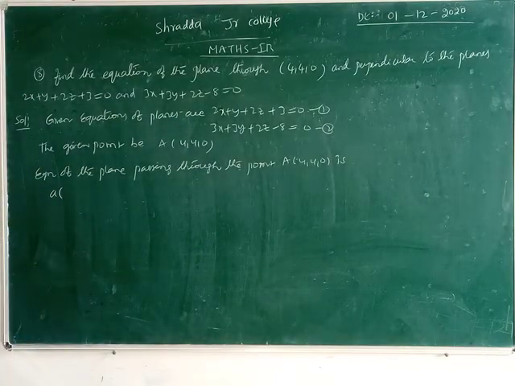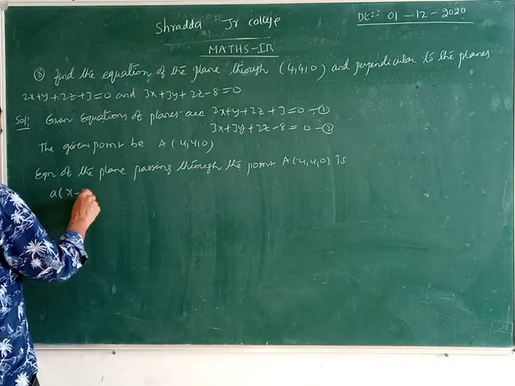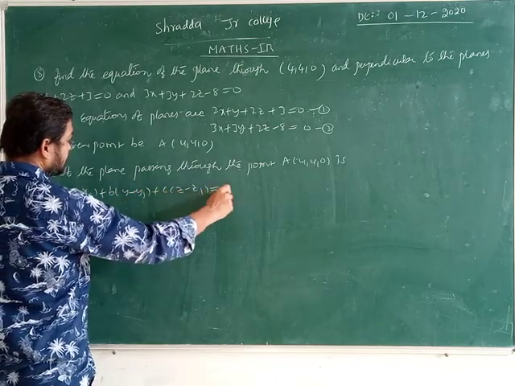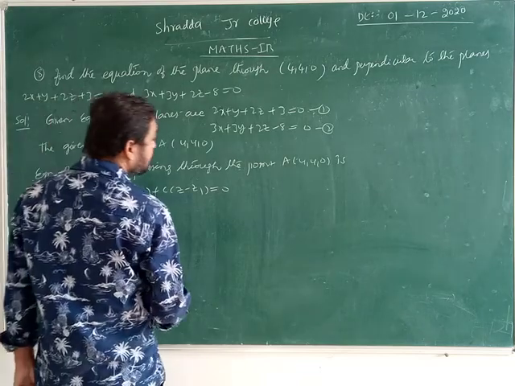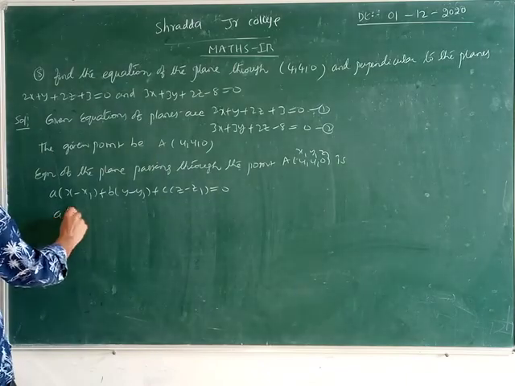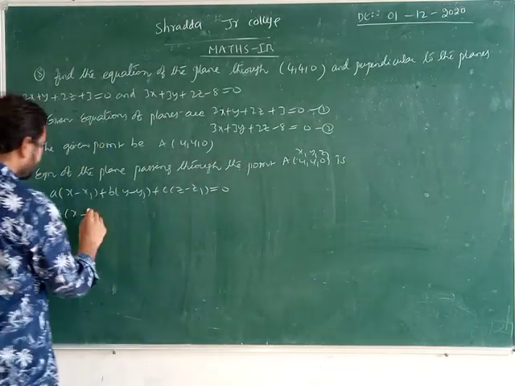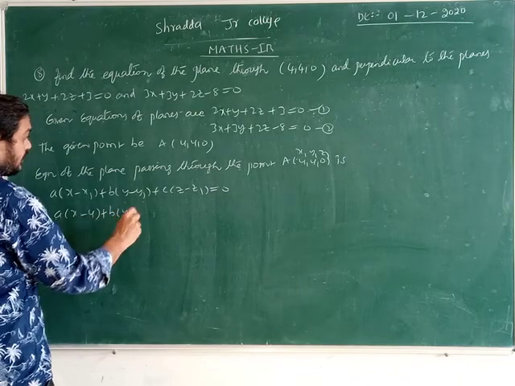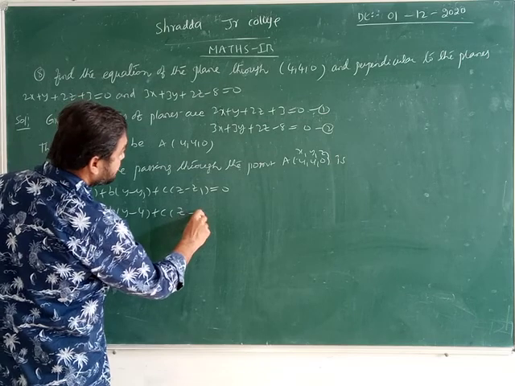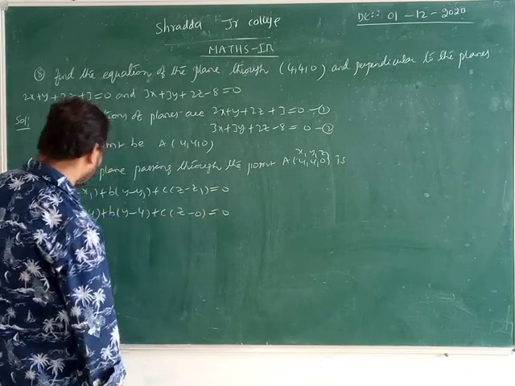Already we know the equation of the plane is a into x minus x1 plus b into y minus y1 plus c into z minus z1 is equal to 0. So now take this as x1, y1, z1. a into x minus 4, plus b into y minus 4, plus c into z minus 0. This is equal to 0.